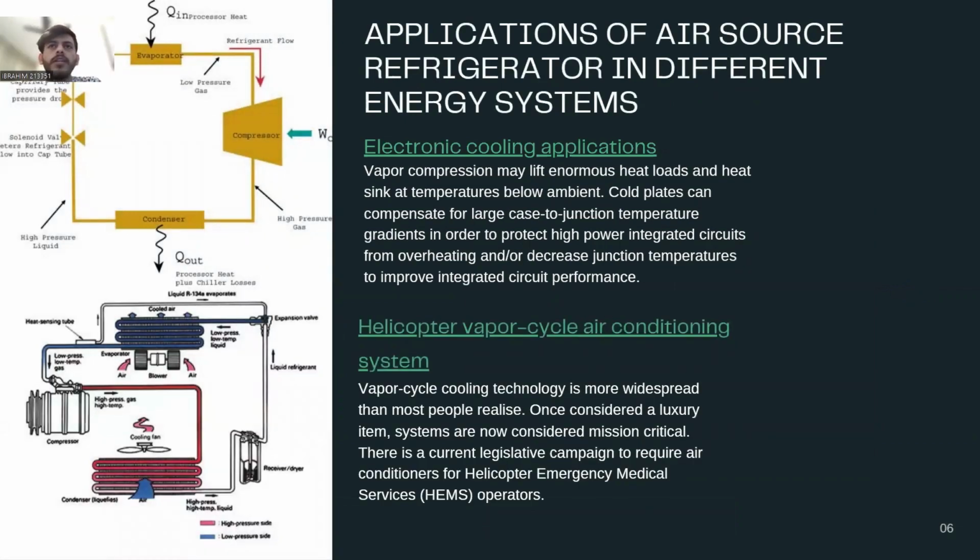So I'm going to talk about applications of air source refrigerator in different energy systems. The first one is electronic cooling application. Vapor compression may lift enormous heat loads and heat sink at temperatures below ambient. Cold plates can compensate for large case-to-junction temperature gradients in order to protect high power integrated circuits from overheating and/or decrease junction temperature to improve integrated circuit performance.